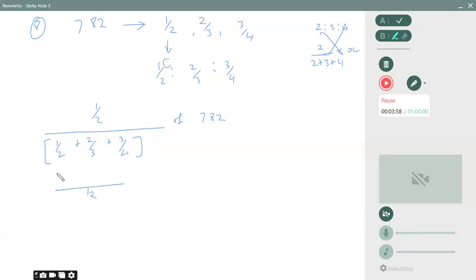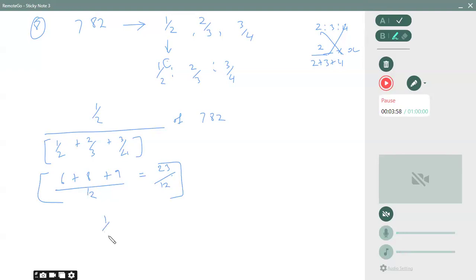12 divided by 2 is 6. 6 times 1 is 6, plus 12 divided by 3 is 4, 4 times 2 is 8, plus 12 divided by 4 is 3, 3 times 3 is 9. So 6 plus 8 plus 9, how much is that? 23. That is 23 out of 12. So this one is just the downer part only.